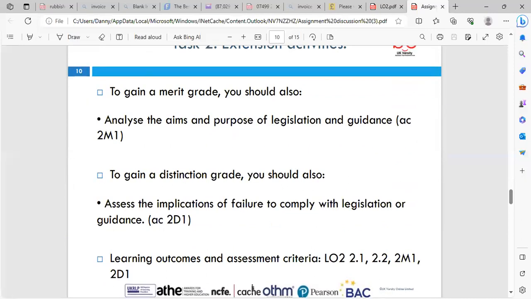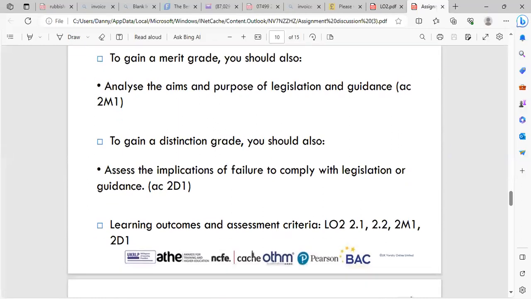Okay. So for task 2, to gain a merit, you should be able to analyze the aims and purposes of legislation and guidance. That's what we expect you to do.